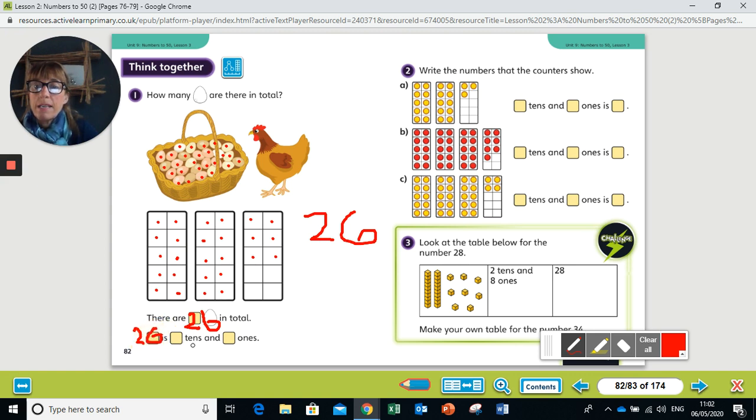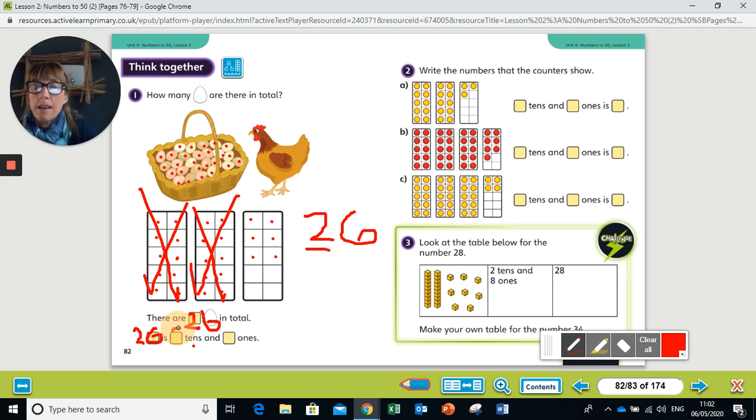26 is how many tens? What number do I write in here? How many tens in 26? That's right. 1 full 10, 2 tens. 2 tens in 26.